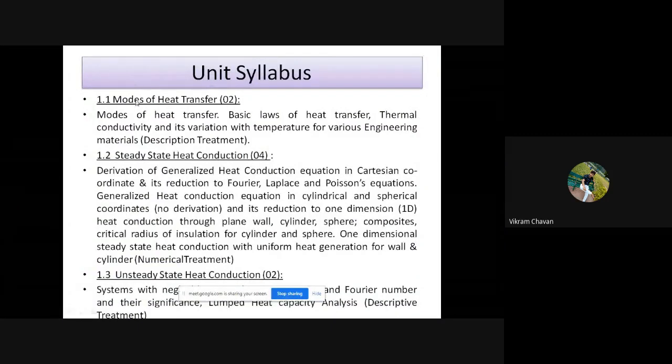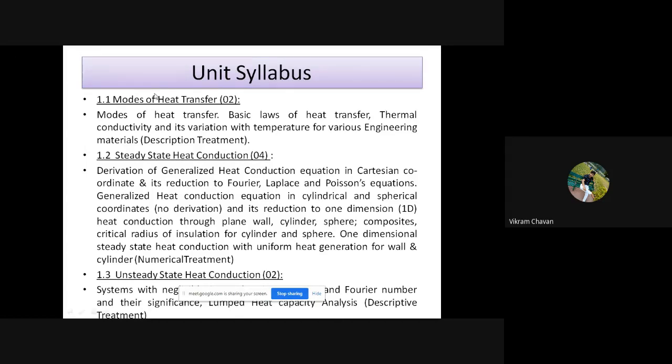First of all, we try to understand the basics of heat transfer: which are the different modes, and which are the different laws which govern heat transfer. The law of heat transfer for conduction will be different, for convection will be different, and for radiation will be different. In that we also try to understand what is meant by thermal conductivity and how it varies according to temperature. It will be useful and will find numerous applications while selecting the material for a particular purpose or application.